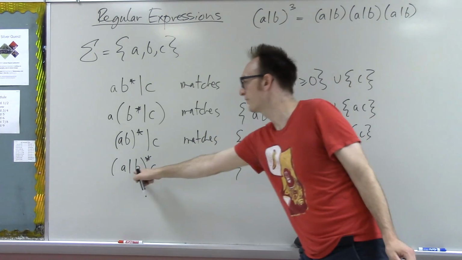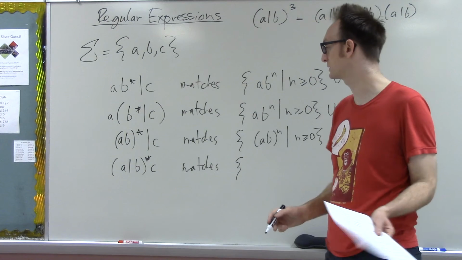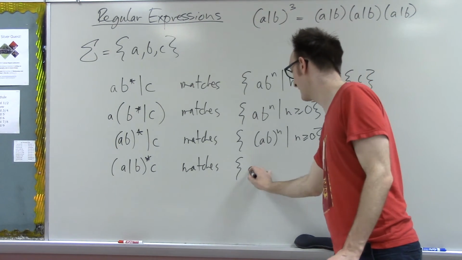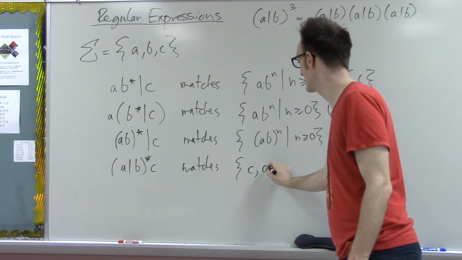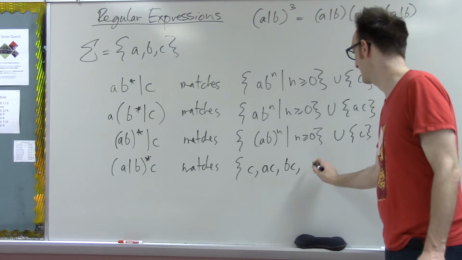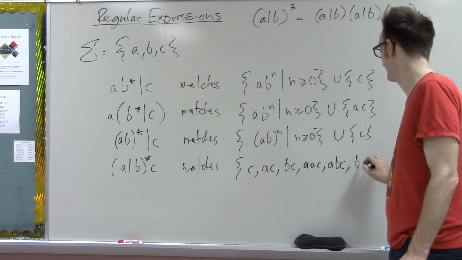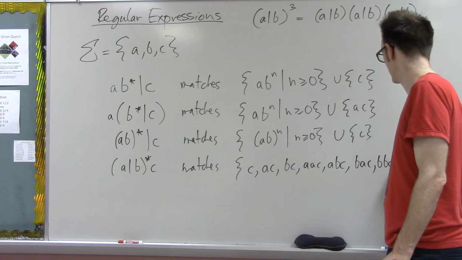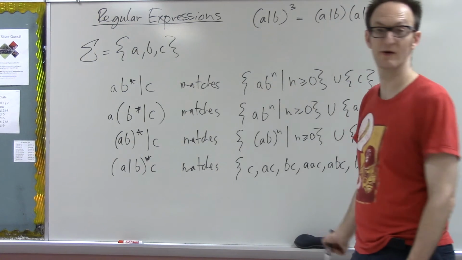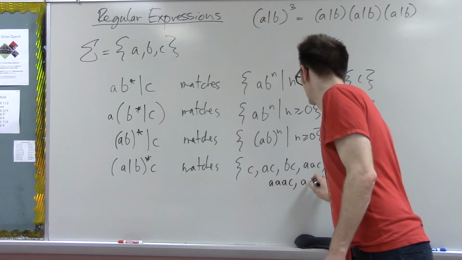First of all, what's the shortest string that could be in this language? C. Just C, right? Or we could have AC, or BC, or AAC, or ABC, or BAC, or BBC, et cetera.